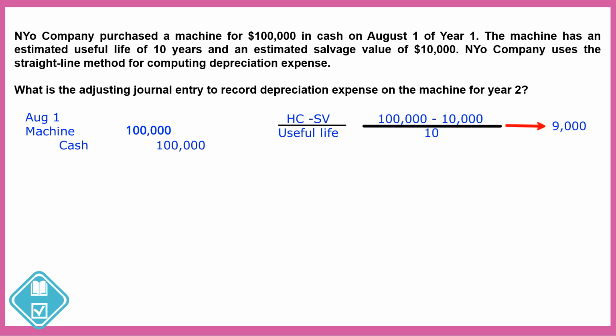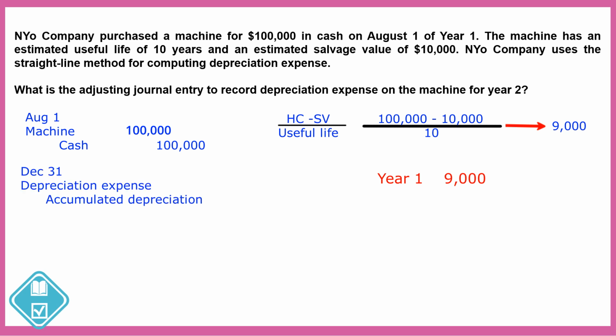However, I want you to see that in year 1, $9,000 is the annual depreciation, but I acquired it on August 1st. And so since I acquired it on August 1st, I didn't use it all of the full year before I issued the financial statement. So December 31st, I'm always doing an adjusting journal entry to record the expense of this asset. And that journal entry is debit depreciation expense, and credit accumulated depreciation.